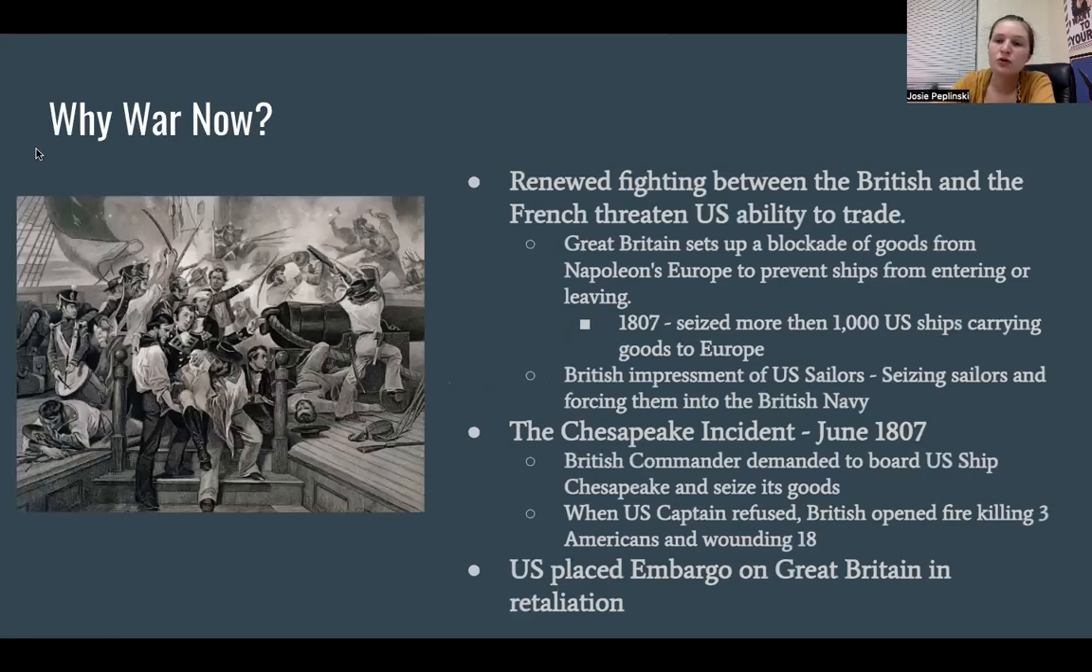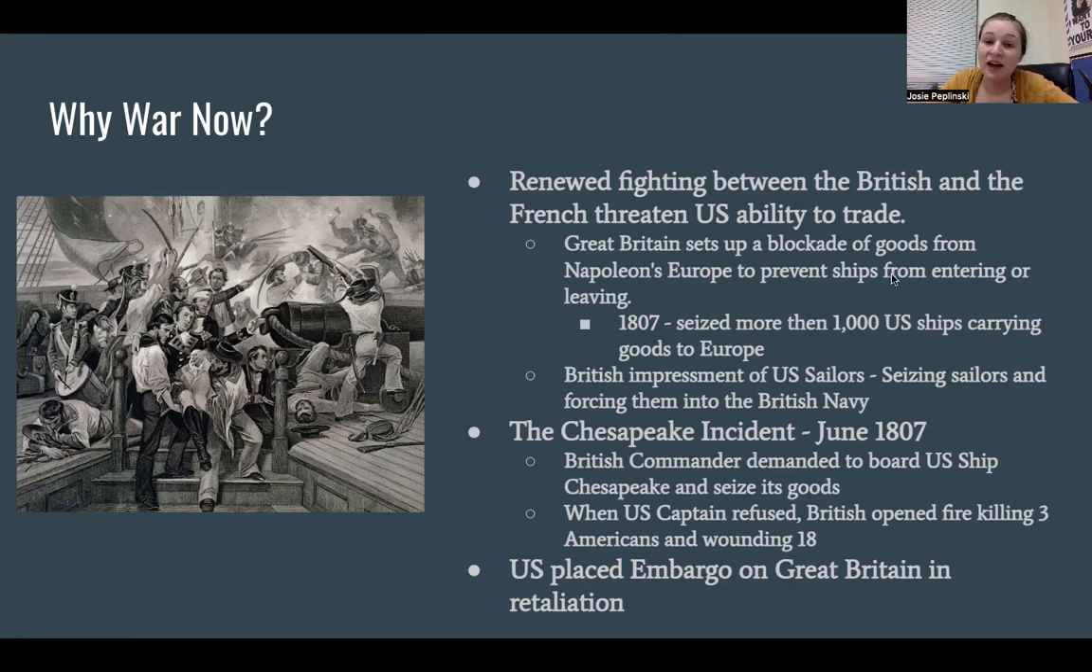So to get into the answers further to the previous questions, why would America join this war now? There is renewed fighting between the British and the French that threatens the United States' ability to trade. So not only the Embargo Act that was placed on purpose, but also just that impressment, once again, of those ships being attacked, putting trade at risk. We have a threatening of the ability to trade.